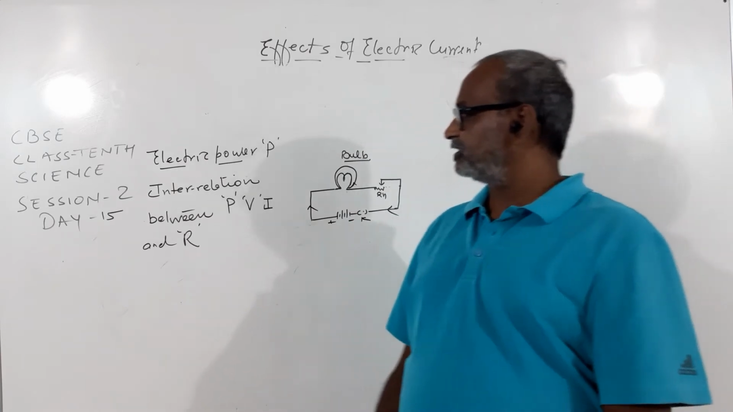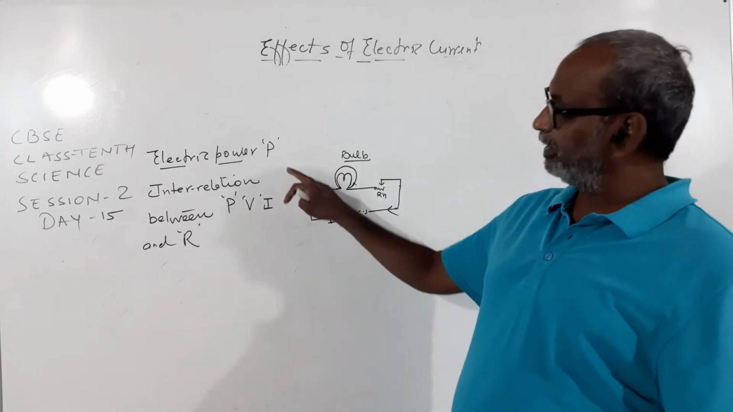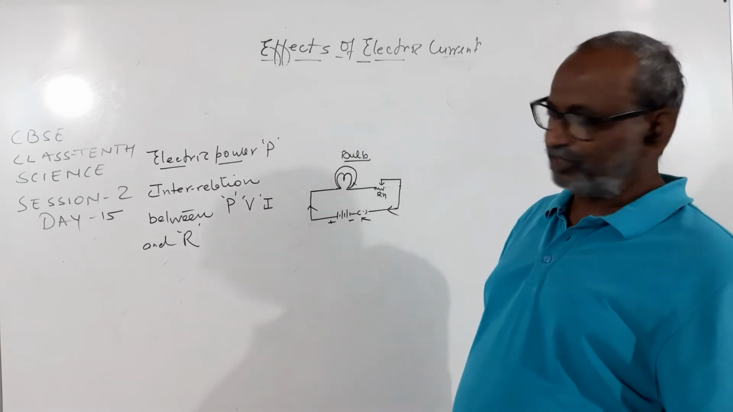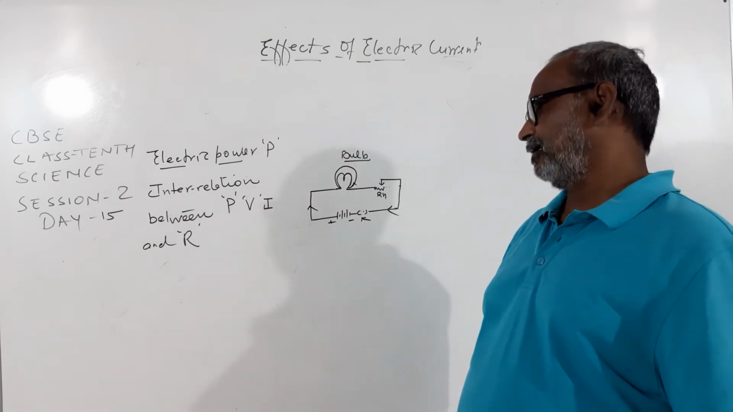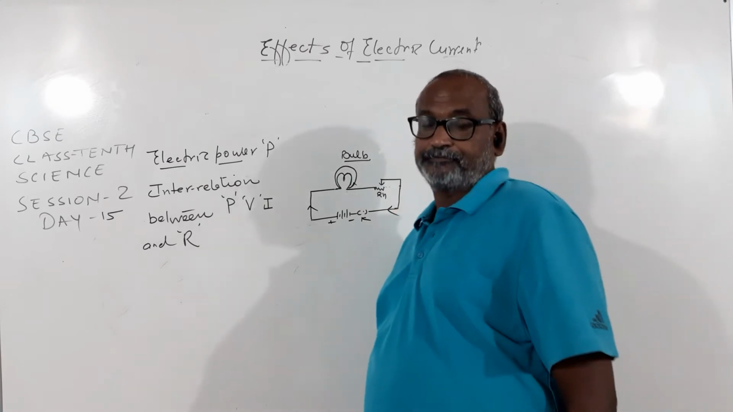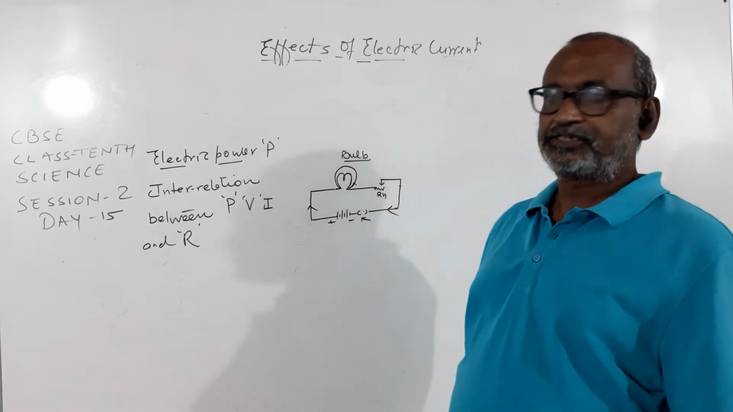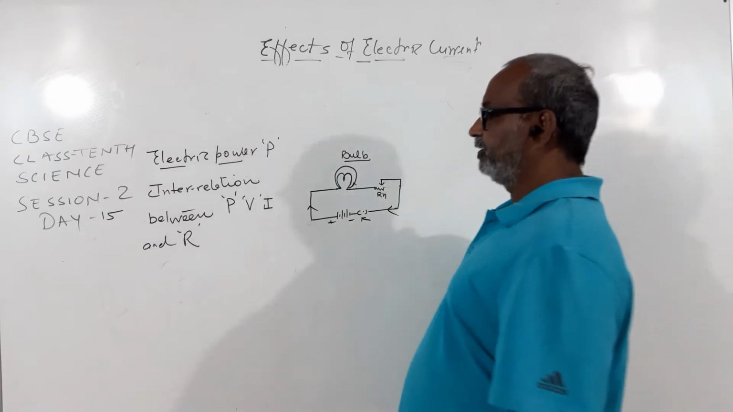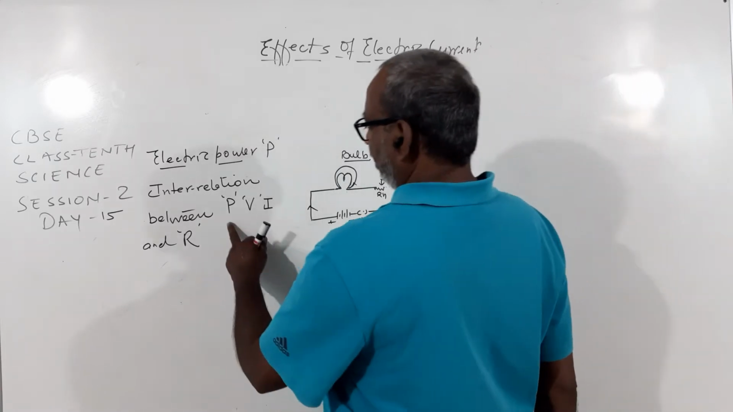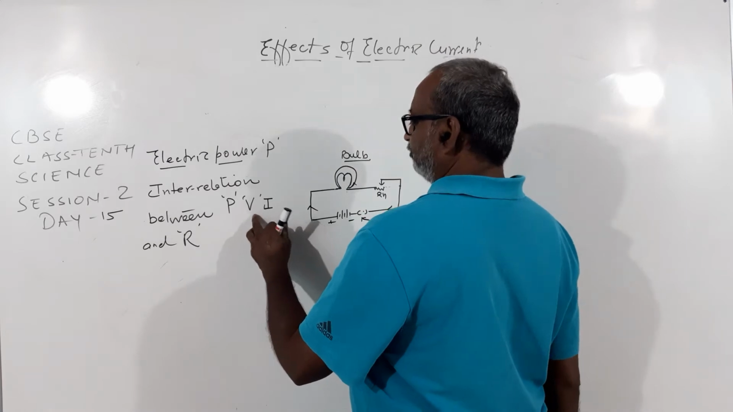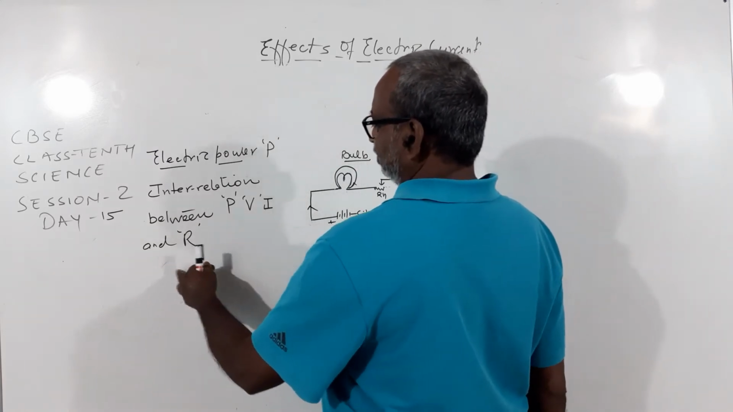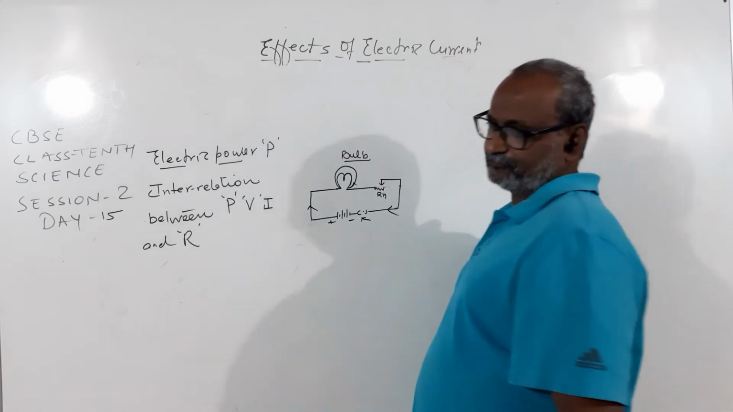Today we shall discuss electric power P, its SI unit, and then we shall establish the relationship between power P, potential difference V, electric current I, and resistance R.